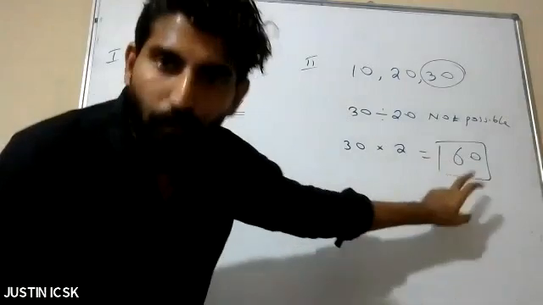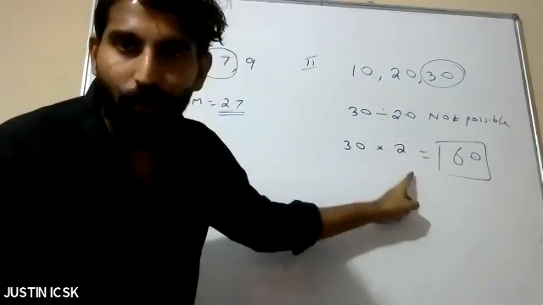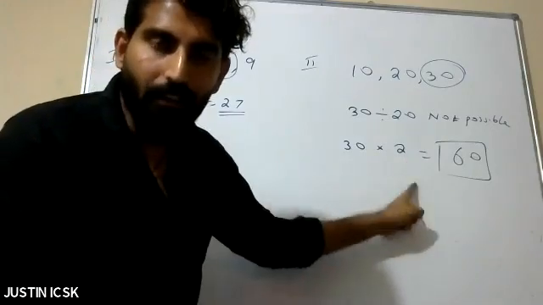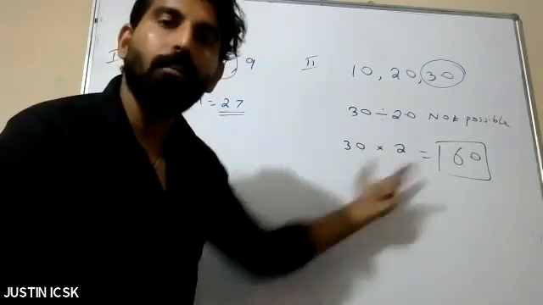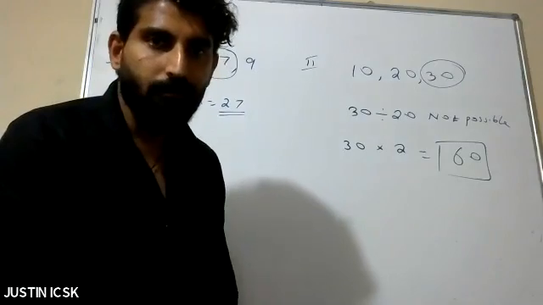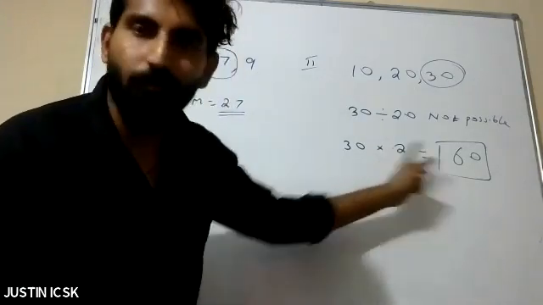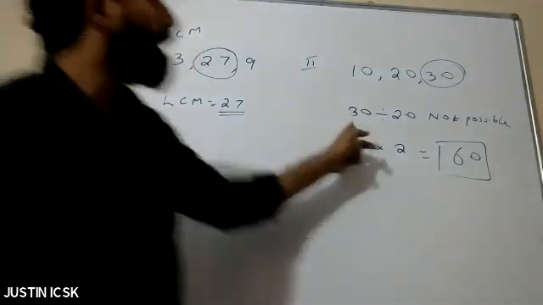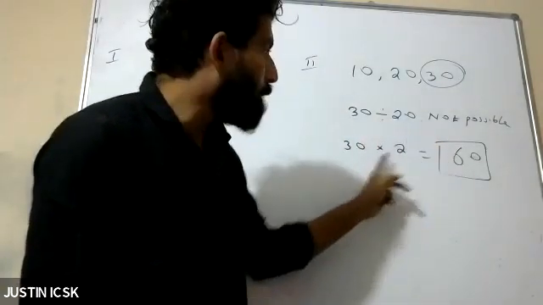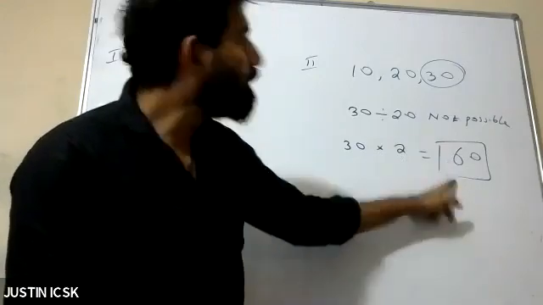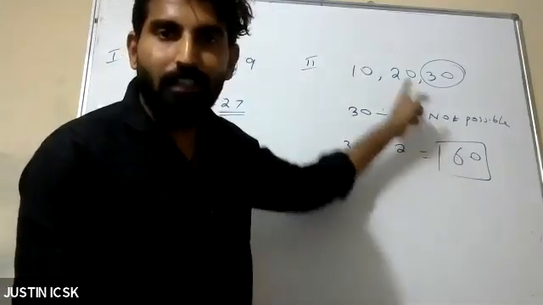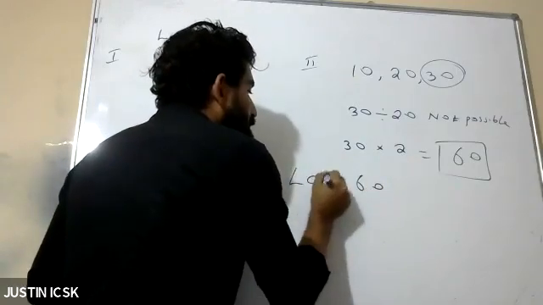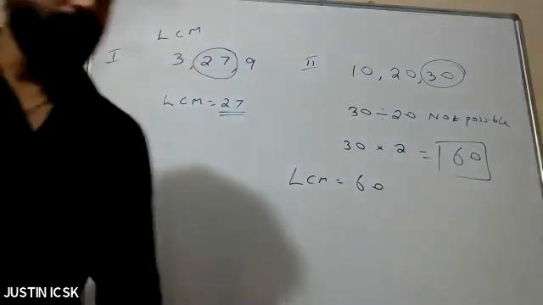Suppose 60 is not possible. Then multiply 30 by 3. 2 is not possible, do 3, again take 4, then 5. It will go like this, like that you can multiply. So 30 by 20 is not possible, I multiply by 2 and I got 60. 60 by 10 possible, 60 by 20 possible. So 60 is our LCM.